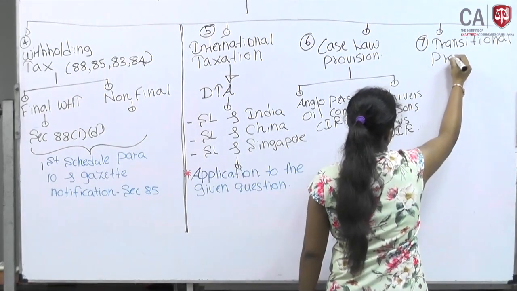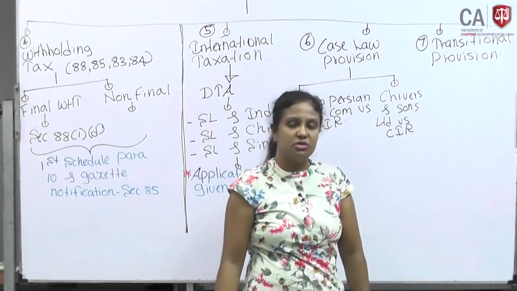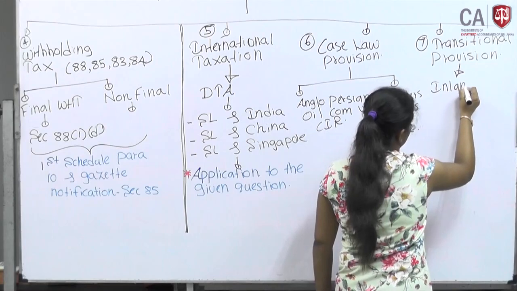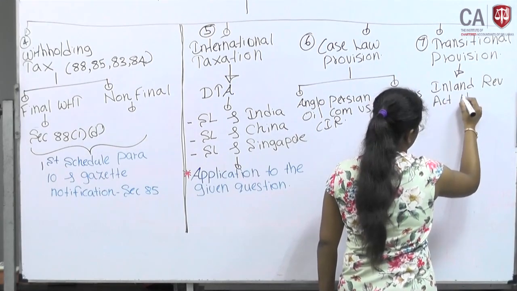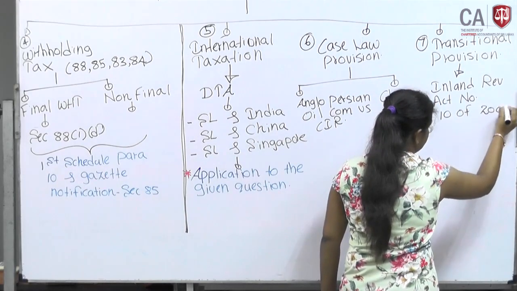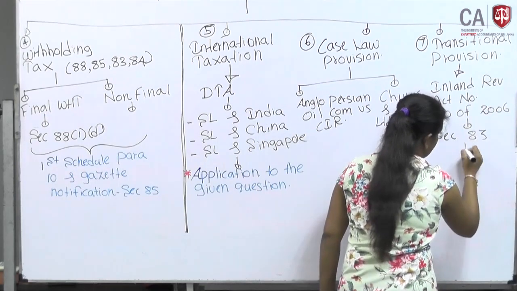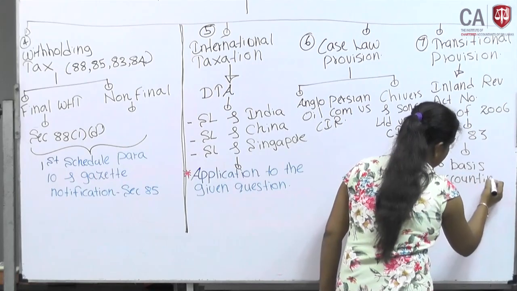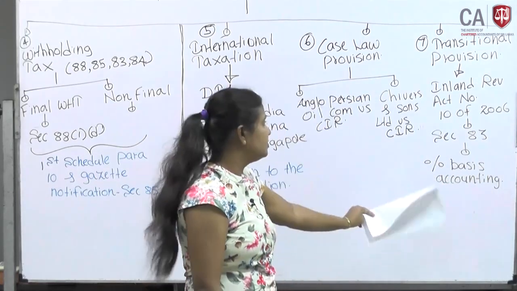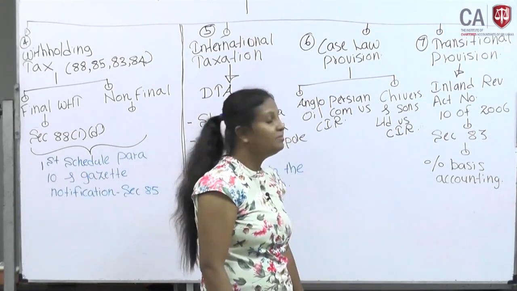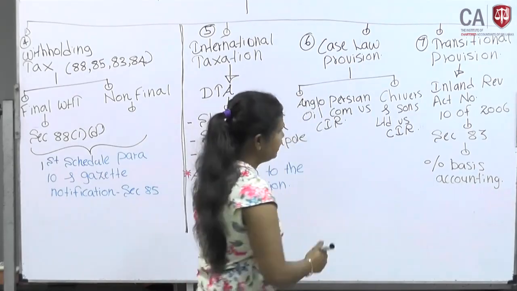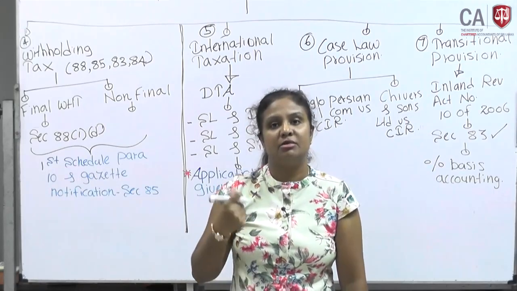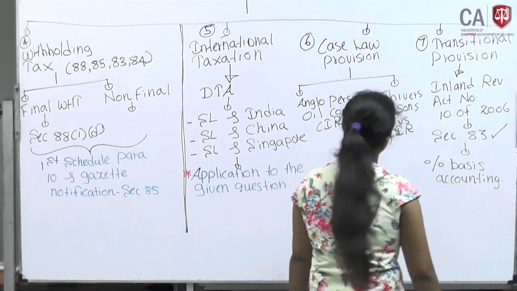Then basically your discussion ends, but I need to add as the 7th point the transitional provisions. The transitional provision Gazette notification issued on 1st April 2018 has one provision for Inland Revenue Act number 10 of 2006, under section 83, for percentage basis accounting. If a non-resident person has been granted approval under Act number 10 of 2006 to pay income tax on the percentage basis without preparing financial statements, then this continues even after 1st April 2018, that is, even after the operation of the new Inland Revenue Act number 24 of 2017.